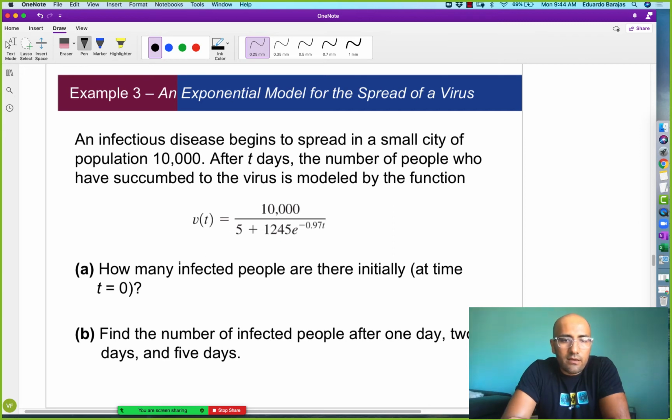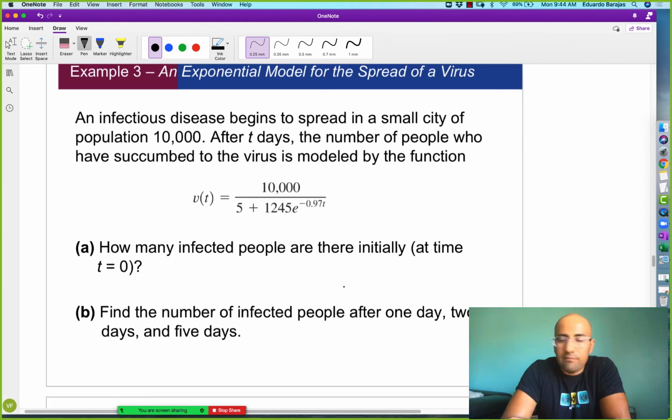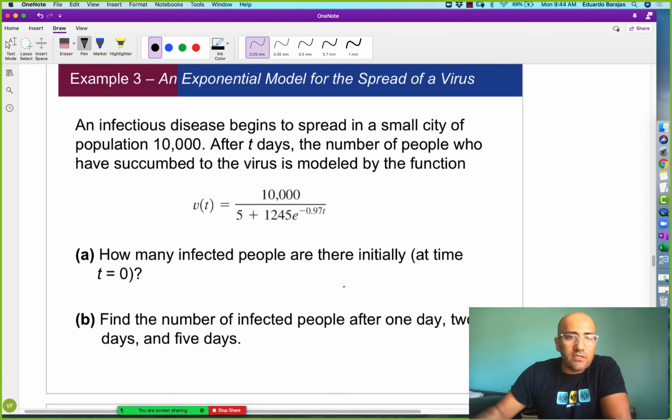So let's look at the first case. How many infected people are there initially, at time t equals 0? So this is a pretty easy example, really, where all we have to do is plug in. This is a plug and chug question. Unfortunately, it's not more interesting than that, but we'll try and come up with examples that are a little more interesting. Okay, so this one's just a plug and chug.